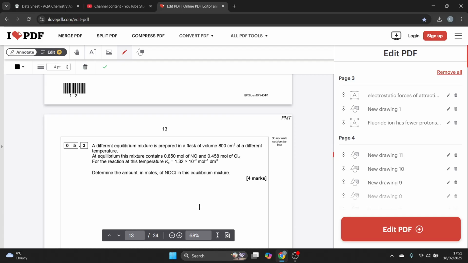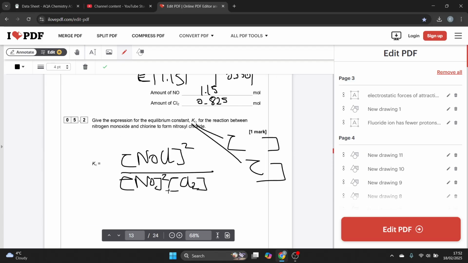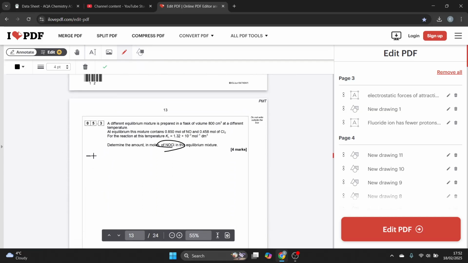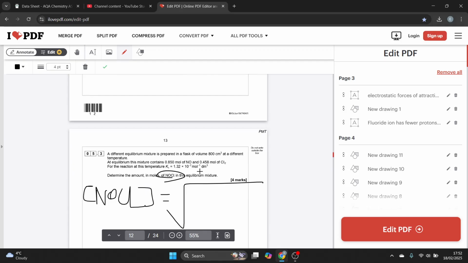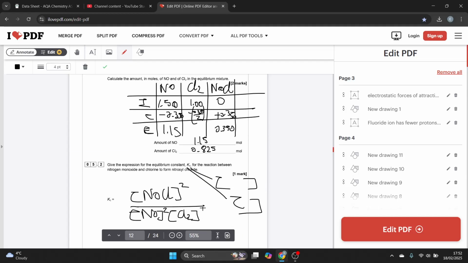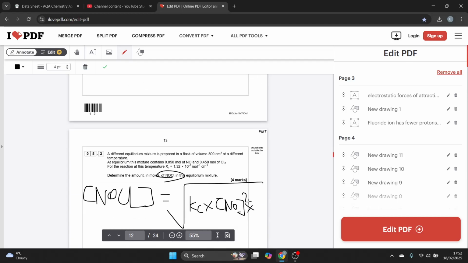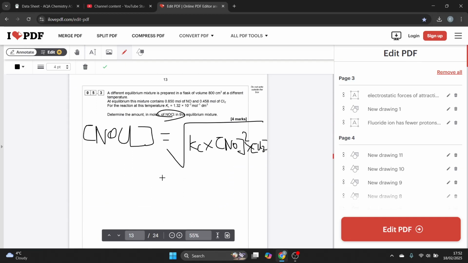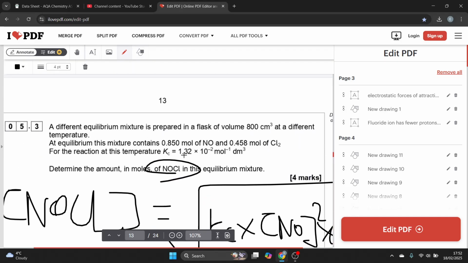So, the amount of moles of NaCl in this equilibrium mixture. I want to rearrange this equation so I get the concentration of NaCl equals the square root of Kc times the concentration of nitrogen dioxide, that's squared, that's really important, times the concentration of chlorine. So it's going to be the square root of... now I can zoom back in, what am I working with?